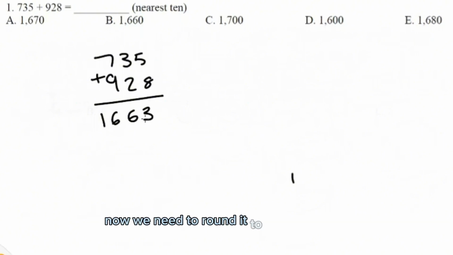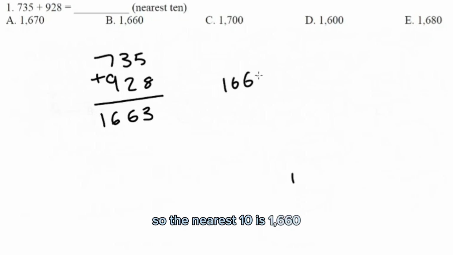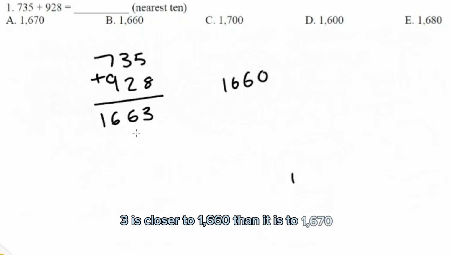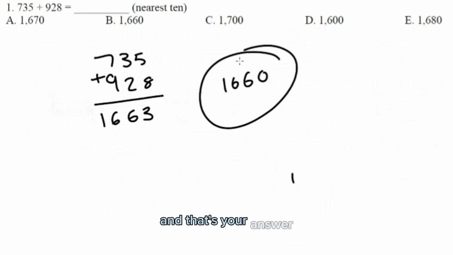Now we need to round it to the nearest 10. So the nearest 10 is 1,660, and that is because 3 is closer to 1,660 than it is to 1,670. So 1,660 is what it's rounded to when you get to the nearest 10, and that's your answer.